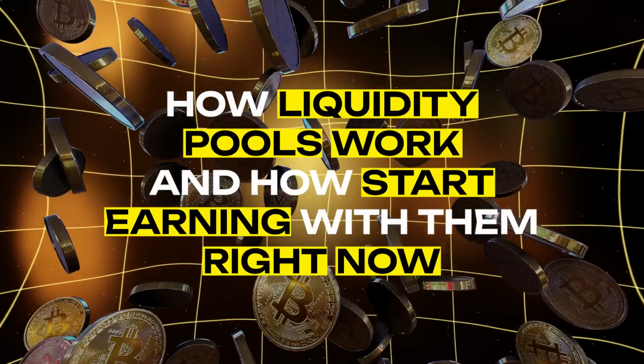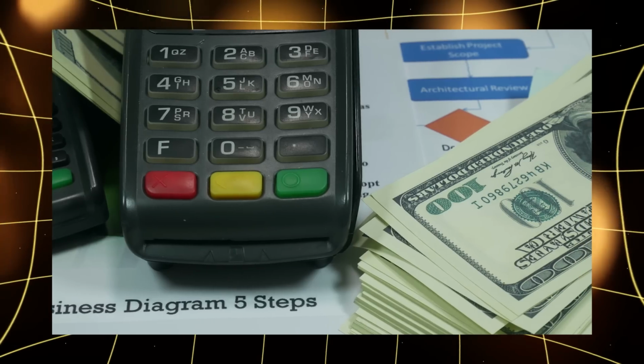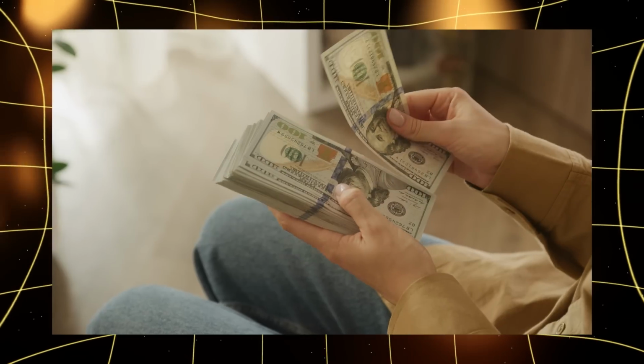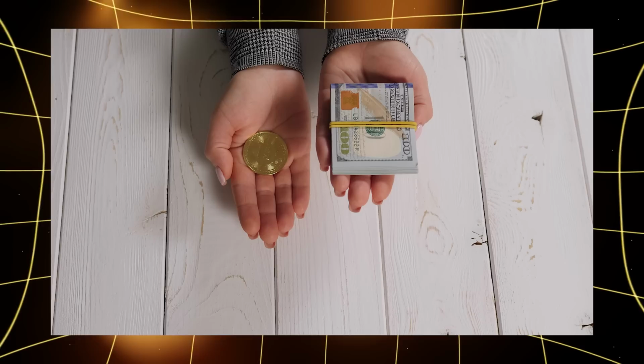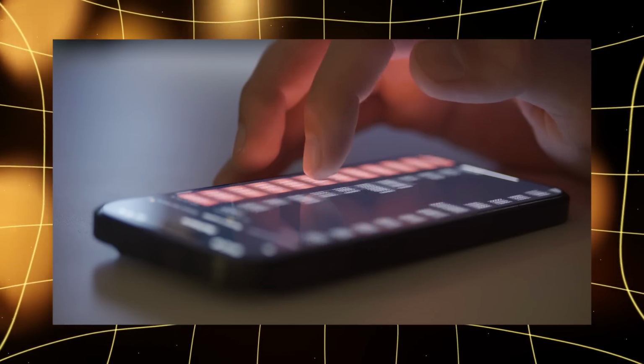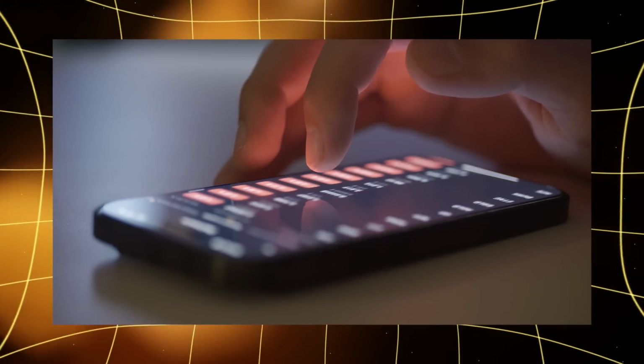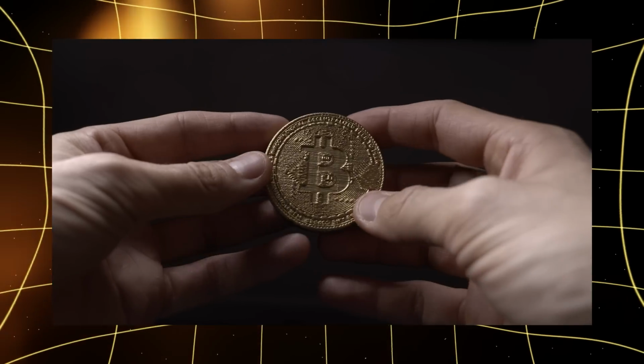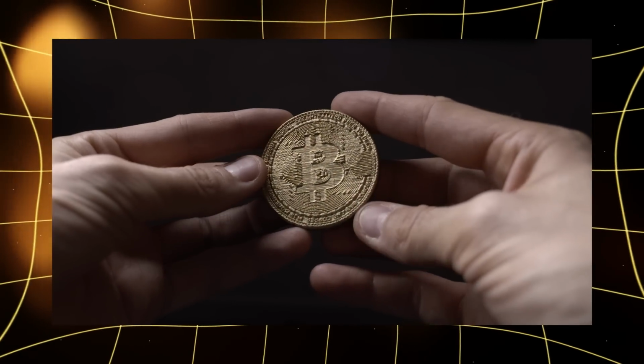Today we're diving into how liquidity pools work and how beginners can start earning from them right now. Imagine opening a currency exchange in your home. You and your neighbor agree, you put in dollars, they put in euros, so other residents can come and exchange currency. Every time someone makes an exchange, you and your neighbor get a small percentage. Sounds simple, right? That's the basic principle of a liquidity pool in the crypto world.